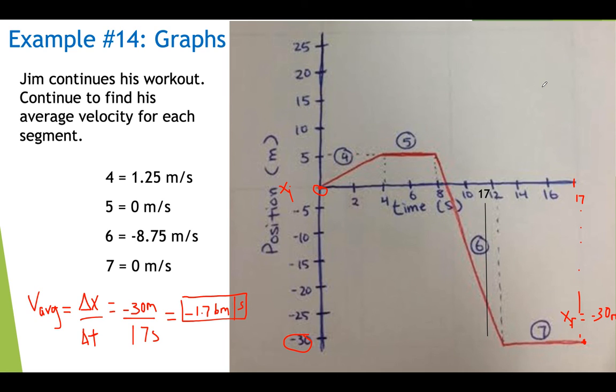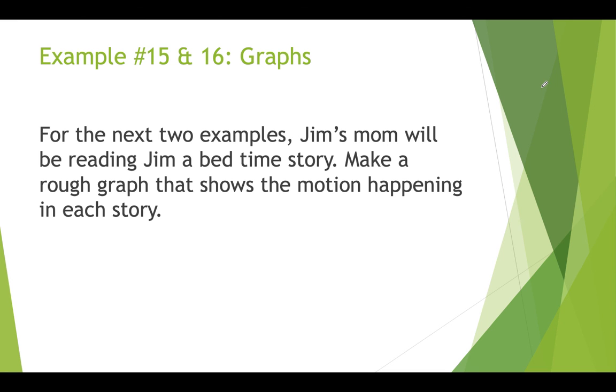Great, so we've analyzed how to find speed and rank speed from position versus time graphs. Let's talk about how from descriptions we can come up with what the position versus time graph should look like. Okay, so this is converting words to graphs, descriptions of motion to graphs. So for the next two examples, 15 and 16, they're based off of bedtime stories that Jim's mother has told him.